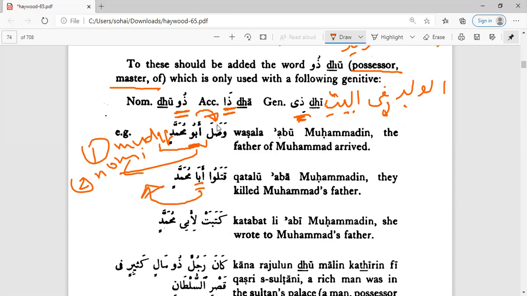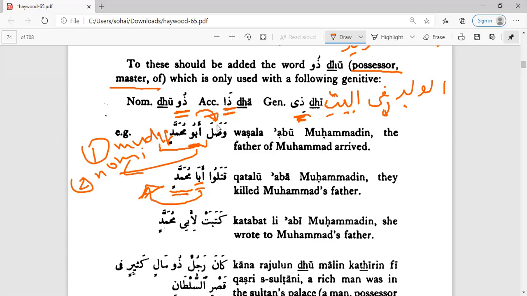Shariza, here, can you tell me what case is Aba? Aba is accusative, in Nasab case. Yes, it's accusative. But what's the relationship between Aba and Muhammad? It's mudaf, yes.